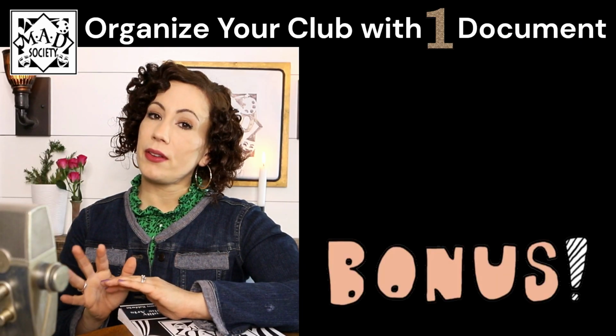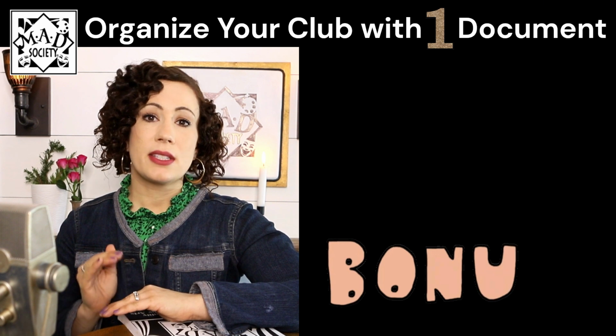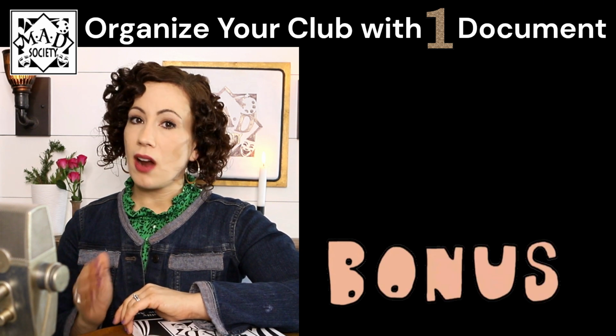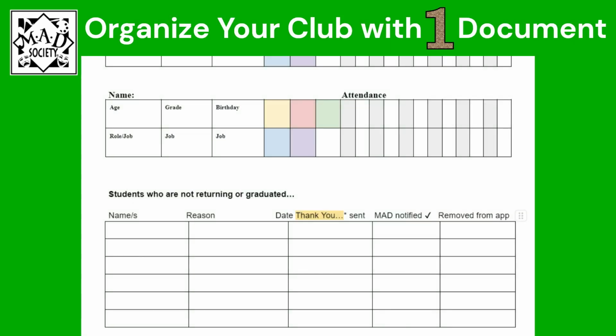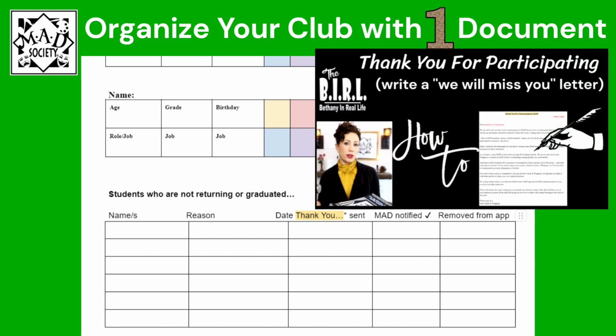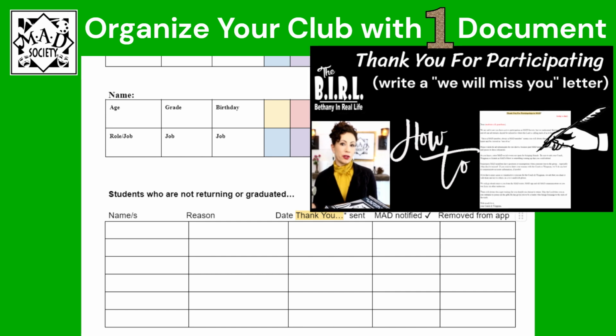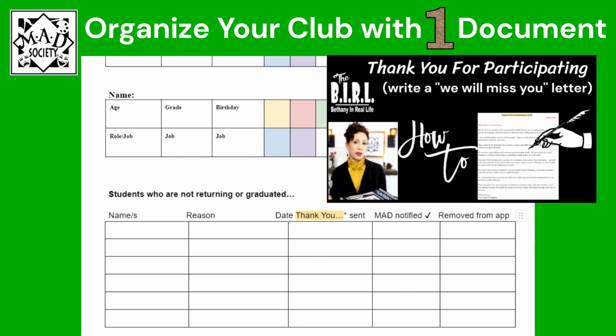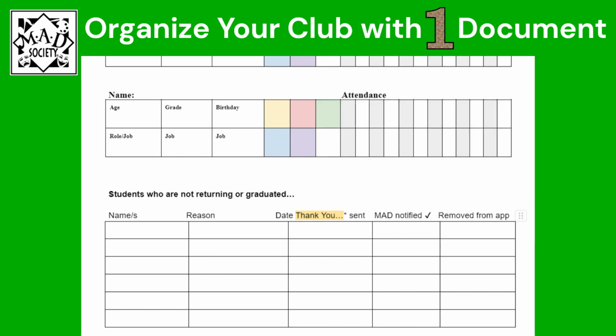I include one other table at the end of my roster to stay organized as to which students are not coming back for the club. So you'll document the official reason they're not coming back as provided by the member, so the true reason is communicated properly. I send all members who leave a thank you for participating in MAD letter, which I have a YouTube video on. That table also includes a box to mark when I have told the club that the student is not coming back, and a box when I've removed them from the club app, just to keep myself organized. Invest in making those boxes unique to your club.